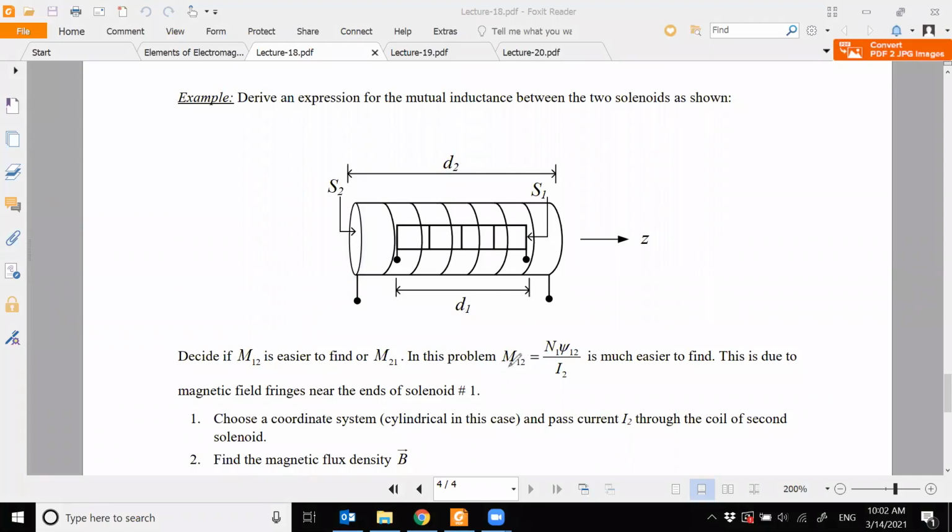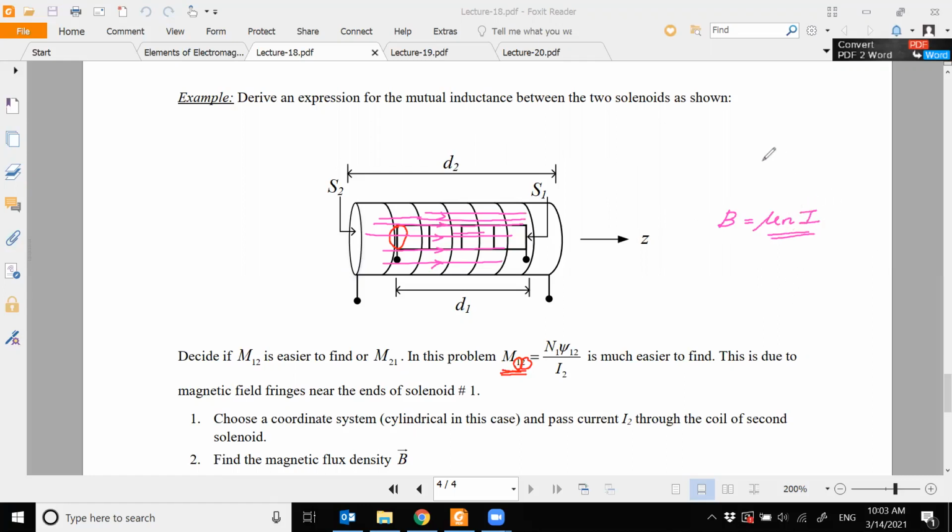See, guys, we used M12. That means we are going to find the flux through one because of the current passing through two. So to find the flux in one, which is this cross section, we need to know the magnetic flux density of two. And the good thing is the magnetic flux density of two around the center is almost constant. It will go in this direction. Therefore, finding the flux using this expression, B is equal to mu n I, will be valid.